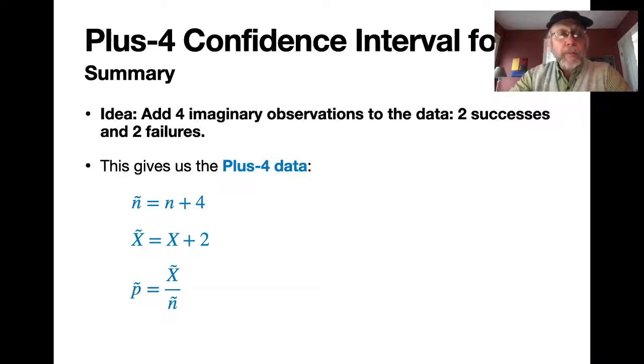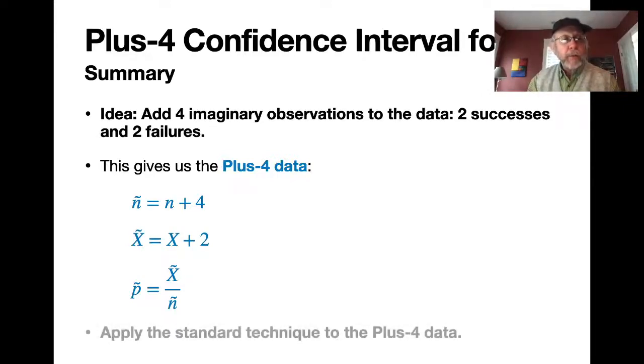So when you do this, this gives us what we call the +4 data. The sample size, which I'm denoting by n tilde, has increased by 4 because we added those 4 imaginary observations. But the sample count of successes, x tilde, just increases by 2 because only 2 of those 4 new observations were successes. And then you compute the +4 point estimate, p tilde, as just the proportion for the +4 data. So it's your x tilde over the n tilde.